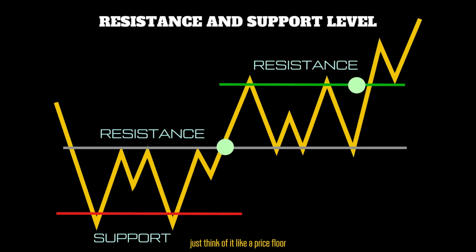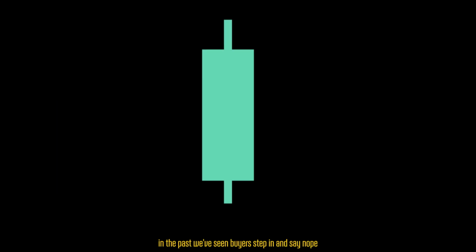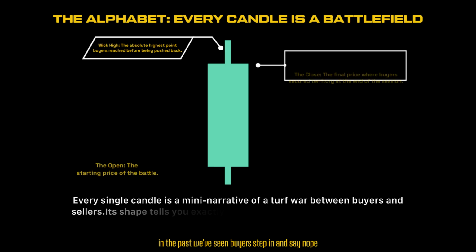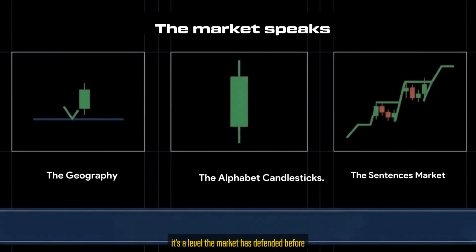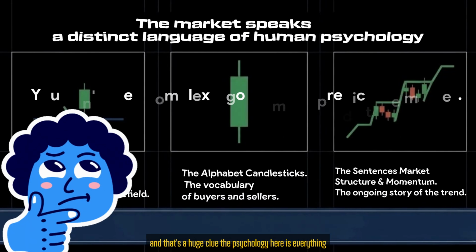Just think of it like a price floor. It's an area on the chart where, in the past, we've seen buyers step in and say, nope, the price is not going any lower. It's a level the market has defended before, and that's a huge clue.